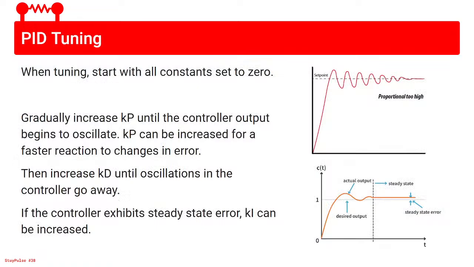Okay, quick slide on tuning, and then I'll actually show you me tuning something, I think an elevator. When you start tuning, you can make all your constants 0. You want to gradually increase Kp until your output starts to oscillate. You can change Kp to make your algorithm more aggressive or less aggressive. And what you want to do is increase Kd until the oscillations go away.